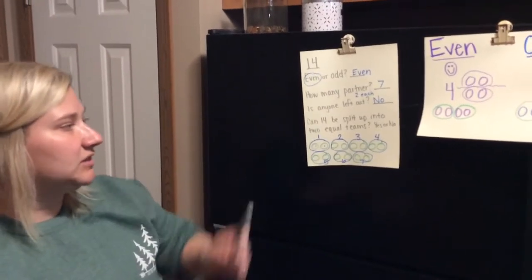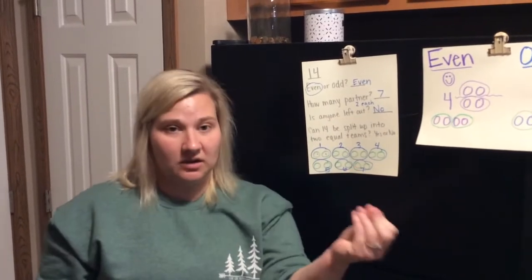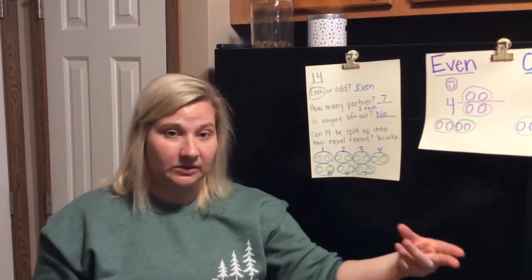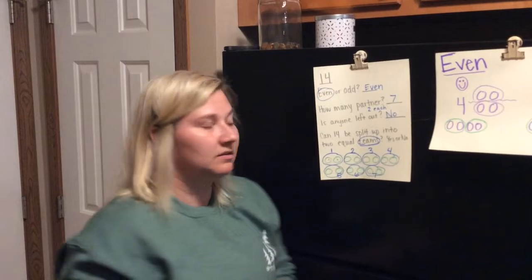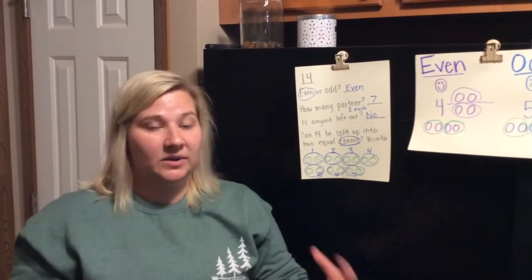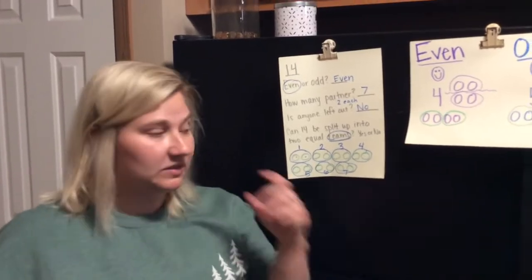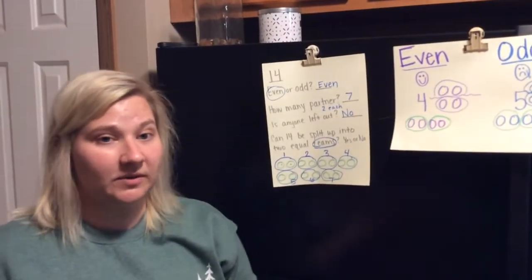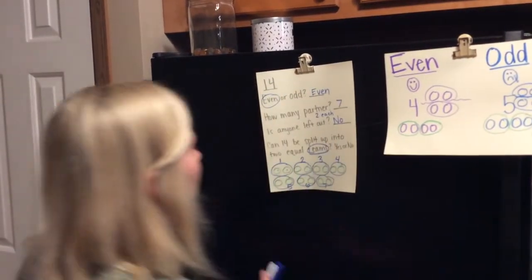Now, can 14 be split up into 2 equal teams? So partners is when you're working in a math game and you have a partner, so 2 people. When we talk about equal teams, that means like you're playing a soccer game or baseball game and you have 2 equal teams. So sometimes doubles, you can use your doubles facts for this. So 14, let's see if it can be split up into 2 equal teams.